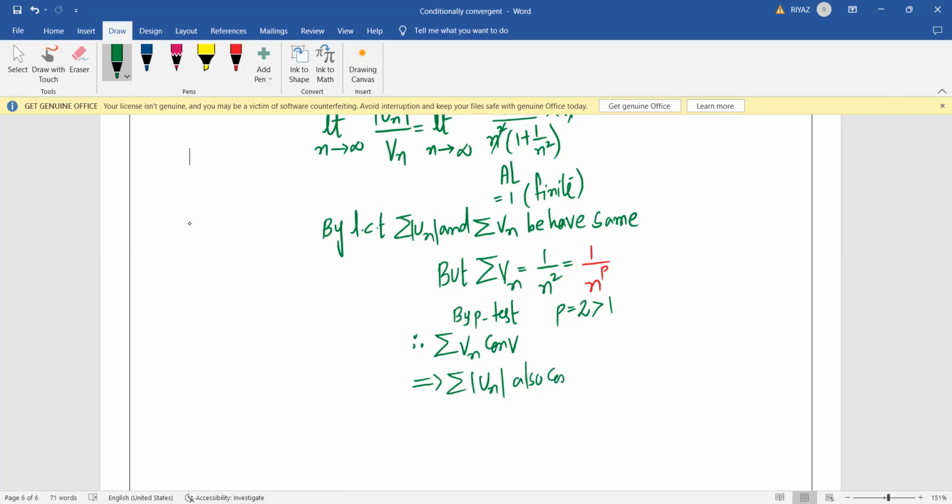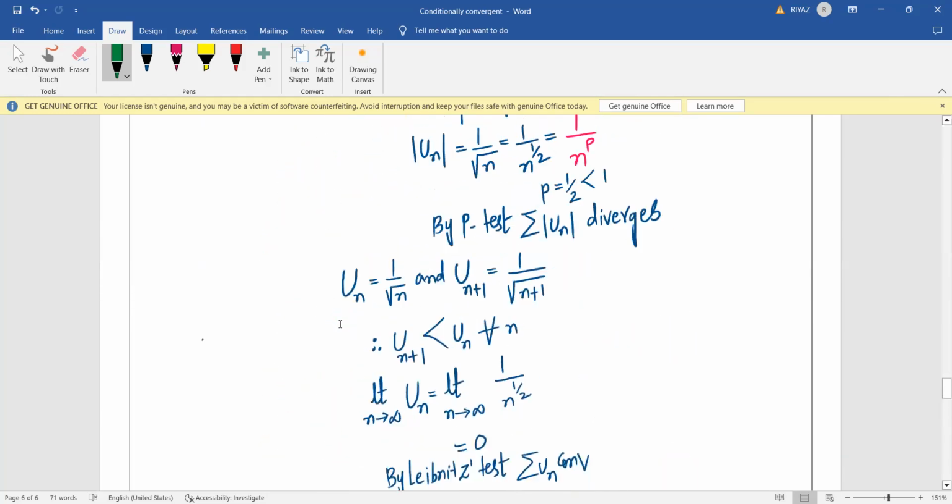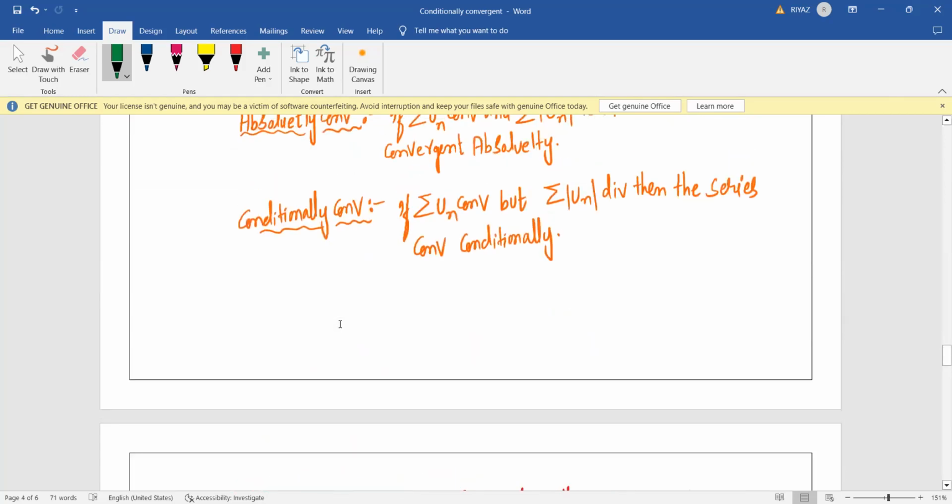अच्छा देखिए, previous question में divergent था तो अपन directly फिर से convergent check करें. यहाँ पे मैं एक note लिख देता हूँ. I will write one note point here. Note: if summation mod un is convergent.